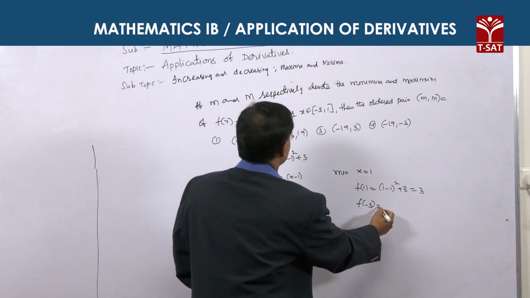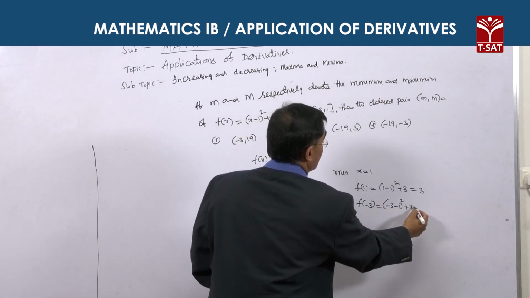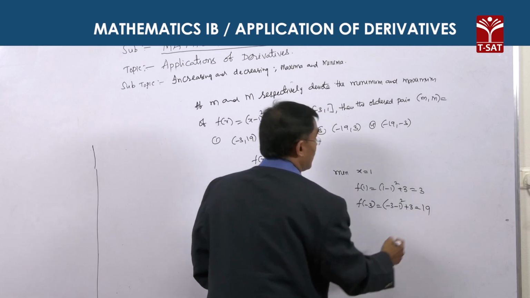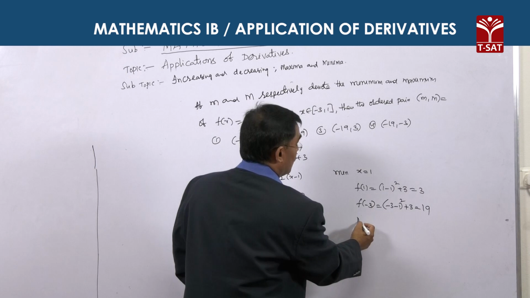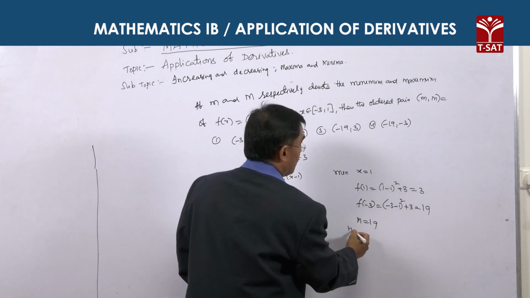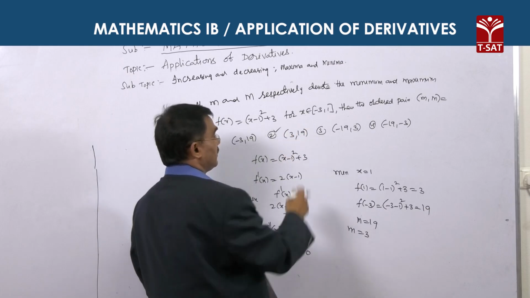So what about the other end point? F of minus 3. Minus 3 minus 1 whole square plus 3, the value is 19. Therefore, maximum value capital M is equal to 19, and minimum value small m is equal to 3. 3 comma 19 is correct.